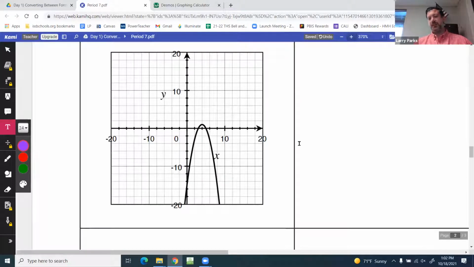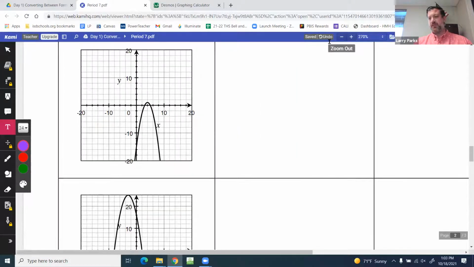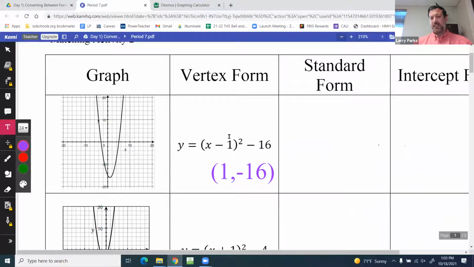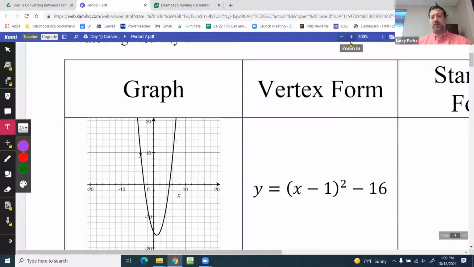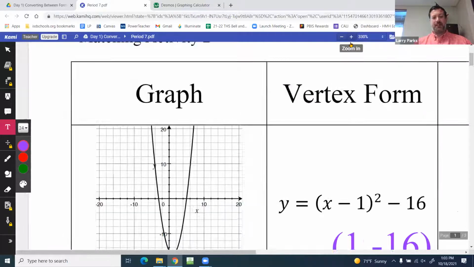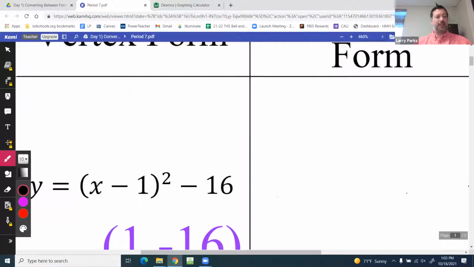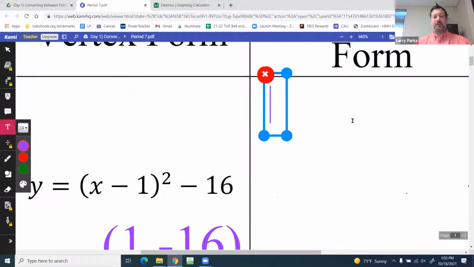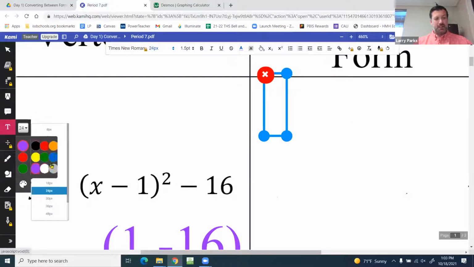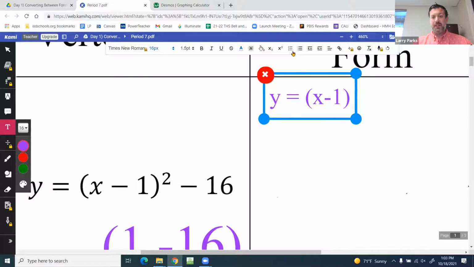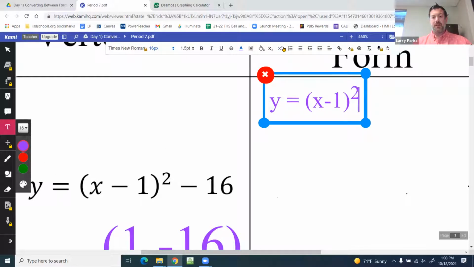And so what I'm going to do is I'm going to do one example for each and then let you finish. So let's start off with the first one. If I start you off in vertex form, how do you go to standard form? Just to make sure I have plenty of room, I'm going to zoom in. First thing I would do is I would copy down the problem. Oh, and I do have a square button. So if I type this in, that's a little excessive. I get y equals x minus 1, and that's squared, minus 16.